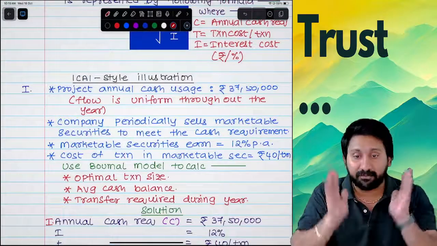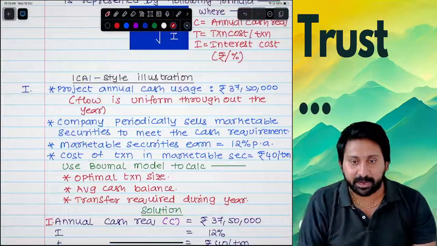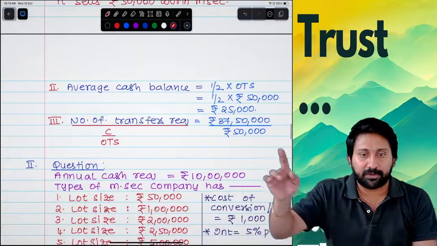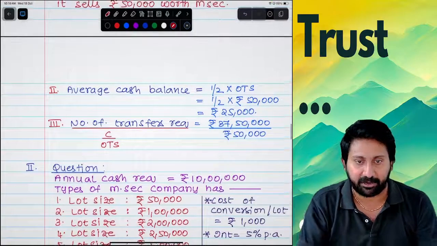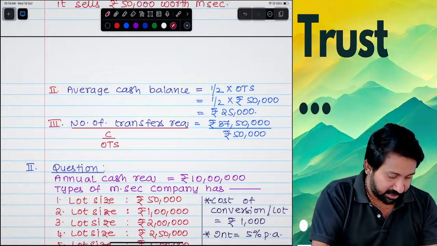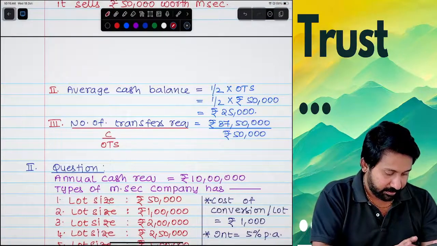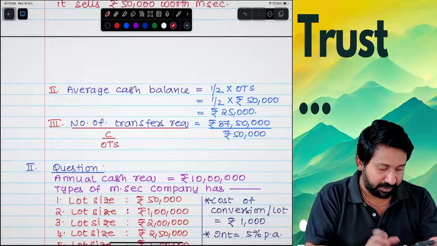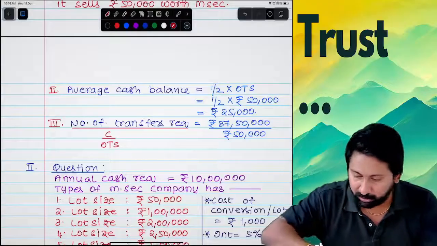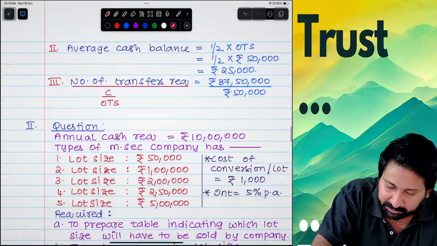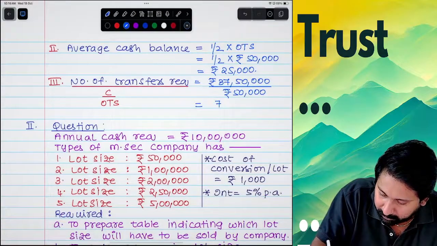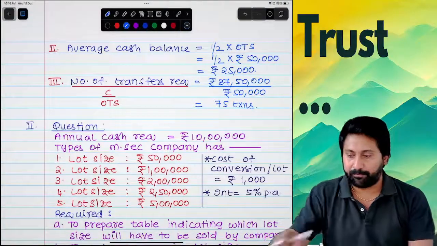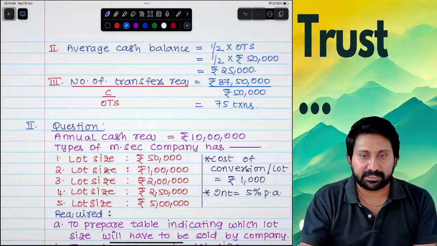Okay, next. Transfers required during the year. How many marketable security transfer activities should be done? I need 37,50,000. One time I will transfer 50,000. Means how many times do I need to do it? That is the transaction we have to write down. Let me calculate. 37,50,000 divided by 50,000. How many transfers do we need to do? Write down: 75 transfers we have to do. Okay, this is the answer. First answer complete.